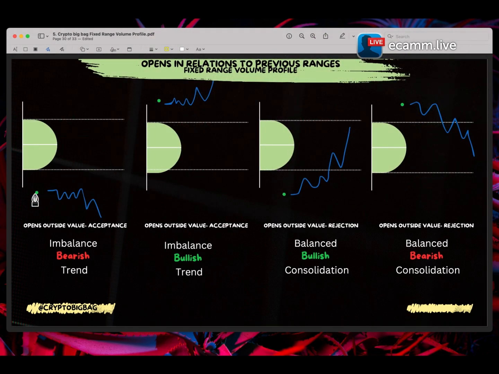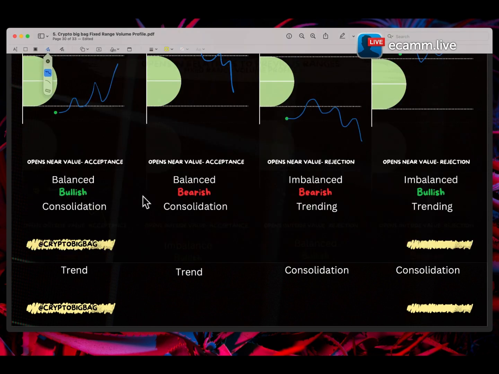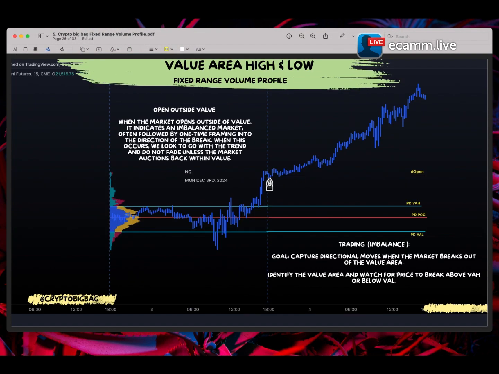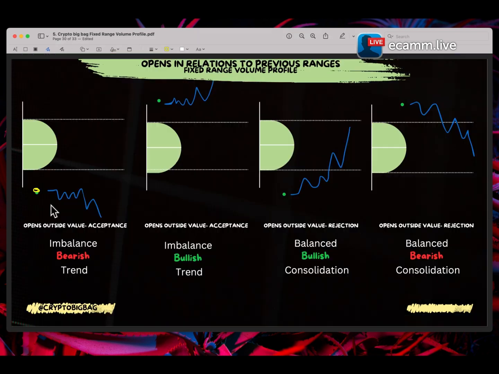Another example is when price opens outside the value, just like I explained earlier, and moves down. I showed open outside the value and just continue. This is imbalance. This type of move is imbalance. Price opens outside value and just continues up. Price is going to seek a new balance, keep trending and find a new balance.